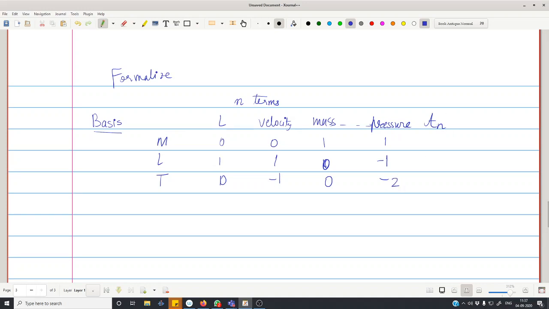And so on. So let us take some more few terms. So what was the dimension of viscosity? 1, minus 1, minus 1. So now given these 5 terms, how many dimensionless terms can I make? The question is, how many dimensionless terms can I make?